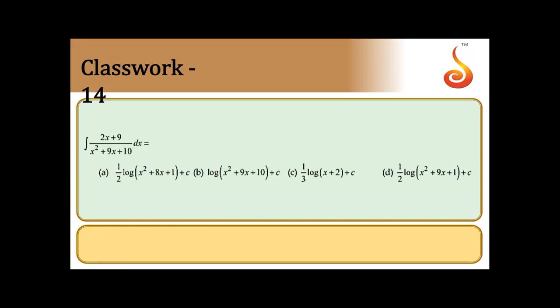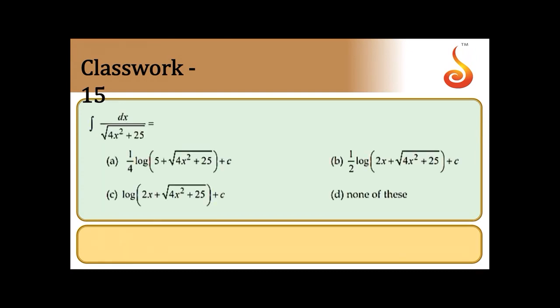Integral 2x plus 9 by x square plus 9x plus 10. Obviously, the derivative of the denominator is the numerator. So this can be written as integral of 1 divided by x square plus 9x plus 10, and the derivative of x square plus 9x plus 10 is the numerator. So therefore, it is f dash by f, log mod f of x. So logarithm of x square plus 9x plus 10 plus constant is the answer. Of course, the answer is B.